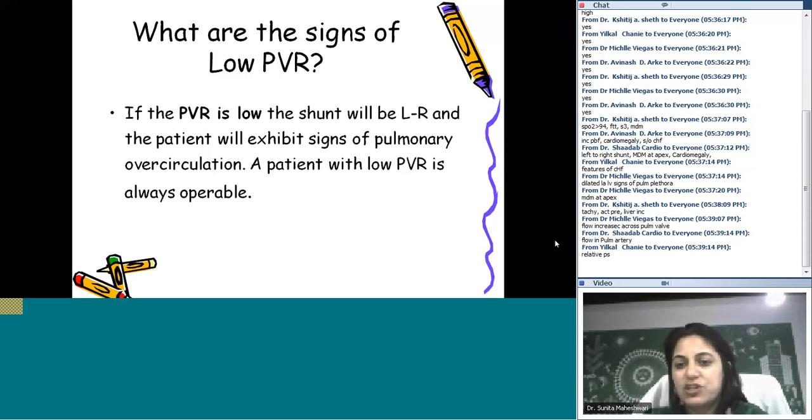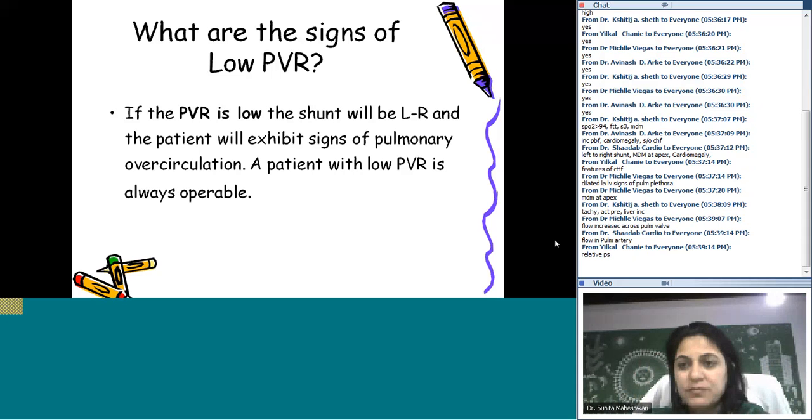Yes, it is increased flow across the pulmonary valve and therefore relative pulmonary stenosis. So if you have a baby who has a loud second heart sound, that is telling you pulmonary hypertension, and you hear a systolic ejection murmur, even before you hear your MDM, that systolic ejection murmur is a sign of increased flow.